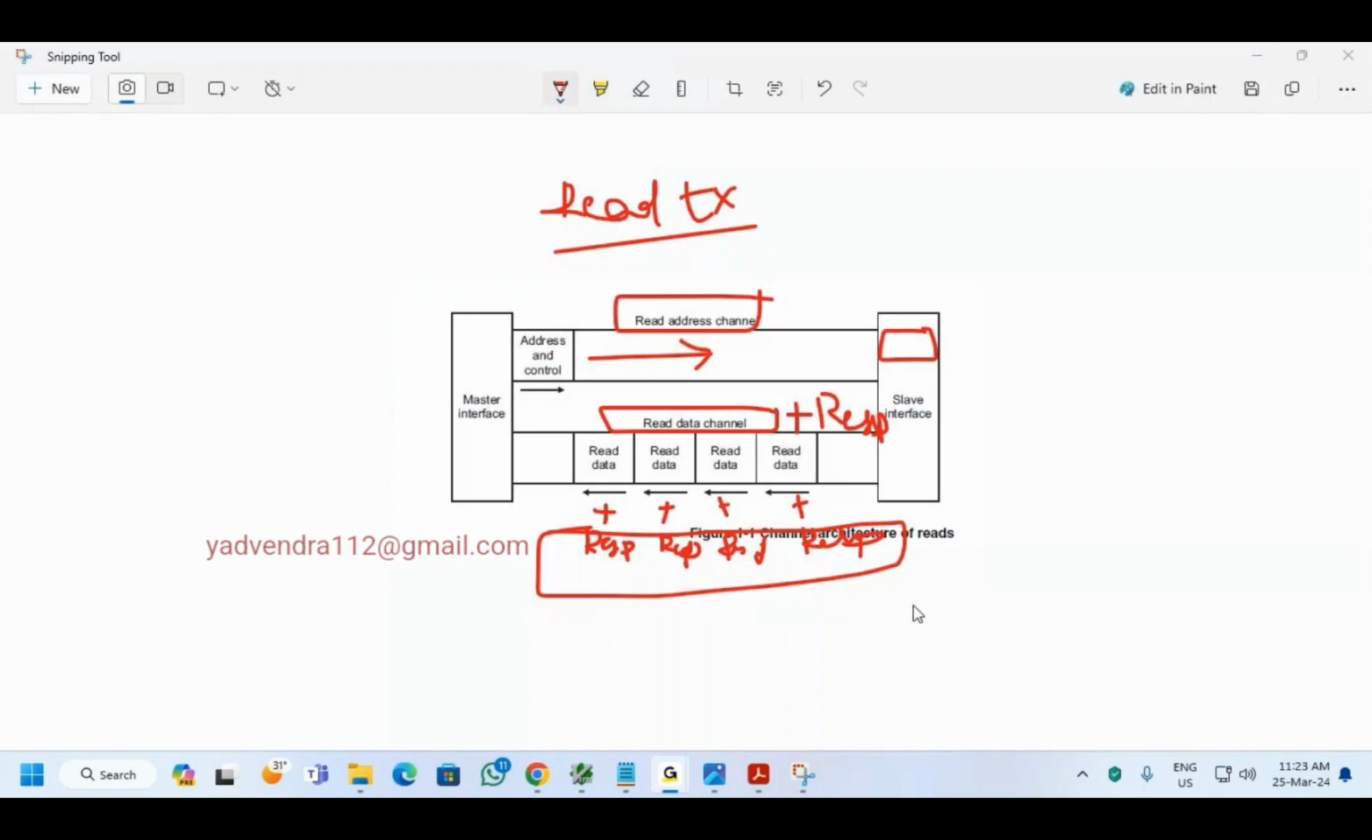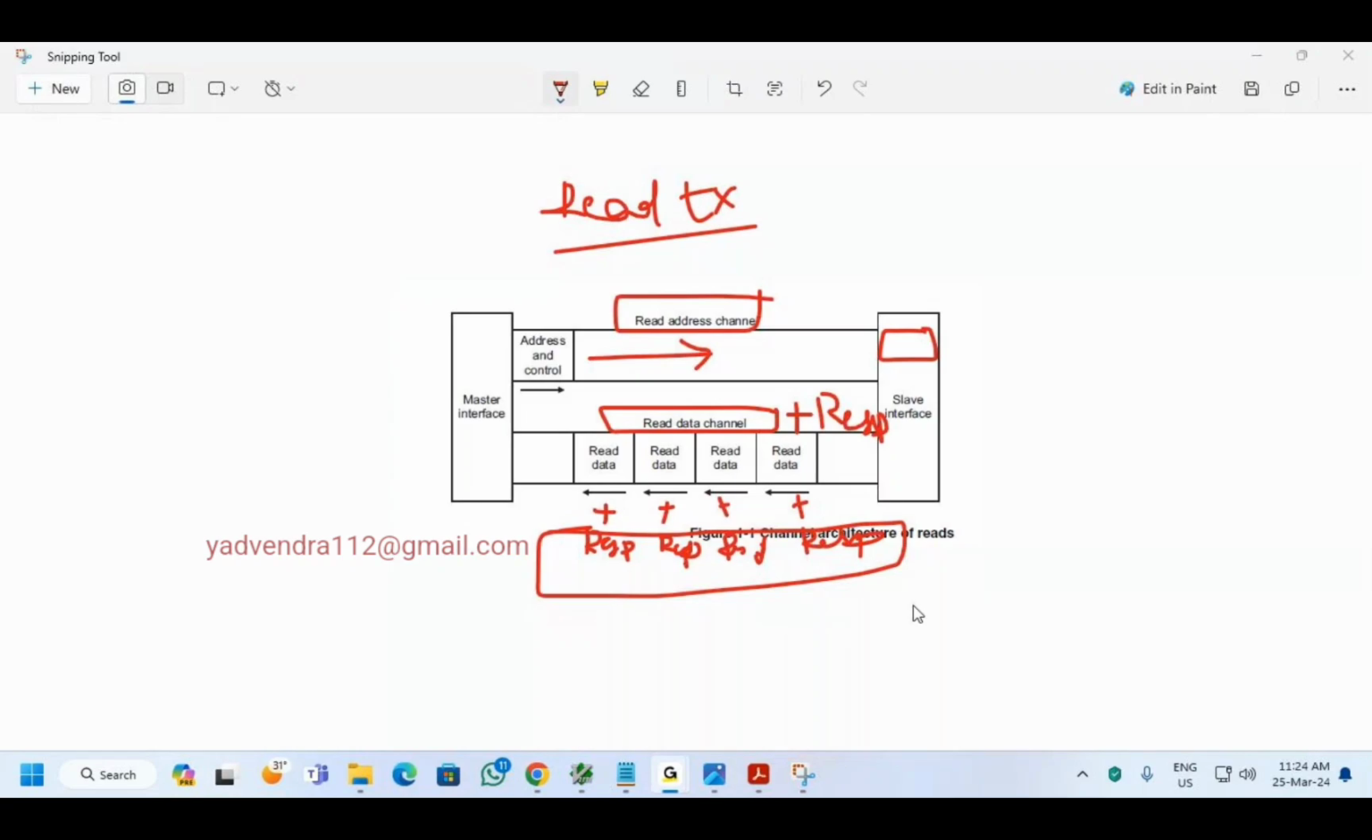Why do writes have 3 channels and reads have 2 channels? What kind of different responses does the slave provide? Actually, there are 4 different types of responses: OKAY, EXOKAY, slave error, and decode error. OKAY means everything is fine, nothing went wrong. EXOKAY means there is a kind of transaction called an exclusive transaction. If that exclusive transaction was performed fine, then the response will become EXOKAY.